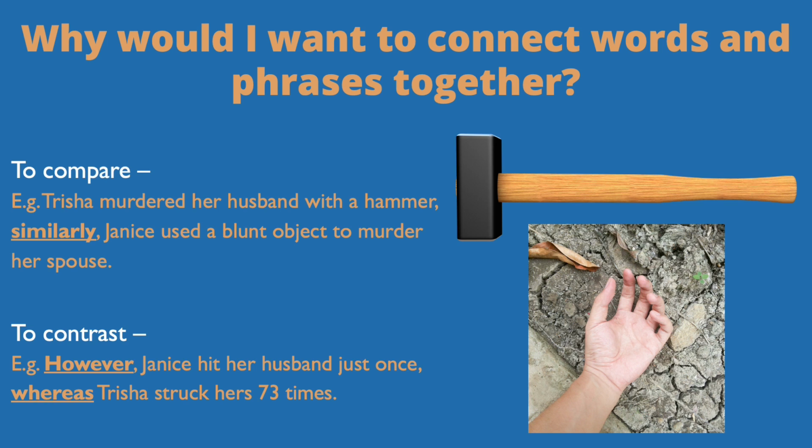In our second example, we can see linking words used to show contrast, to show difference between two things. So, for example: However, Janice hit her husband just once, whereas Trisha struck hers 73 times. Now, in this sentence, we've got both however and whereas, which are both linking words used to show contrast or difference.